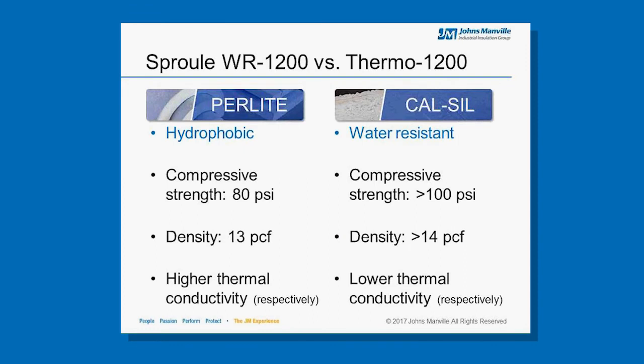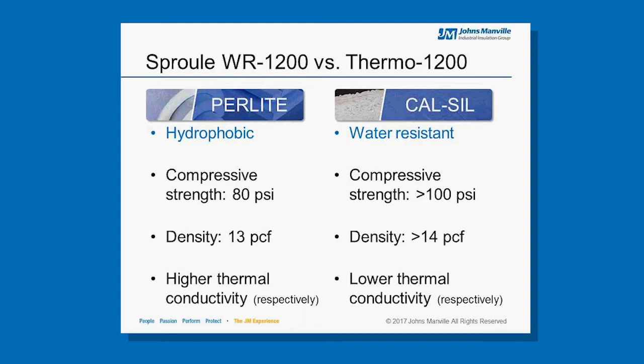So when we look at the comparison between Sproule WR1200 and Thermo 1200, perlite is inherently hydrophobic. Calcium silicate is now water resistant. The properties are similar with regards to compressive strength and the fact that they both have extremely high compressive strength compared to mineral wool and other products available. Densities are very similar as well. The thermal conductivity is different though.